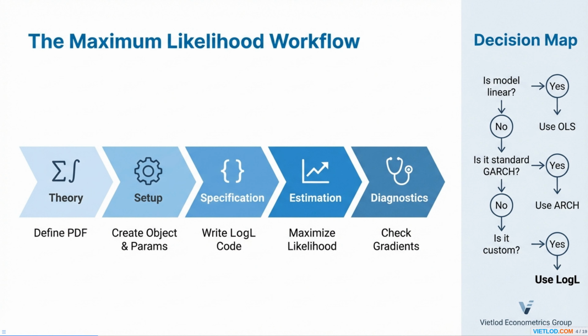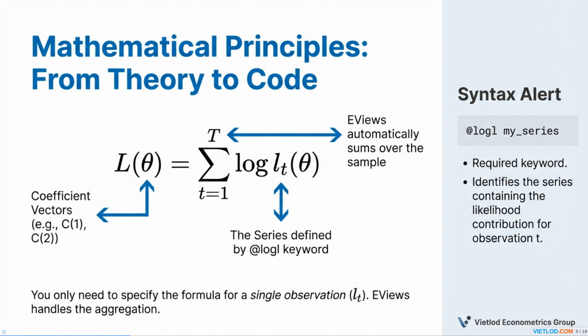The decision map on the right helps guide your choice. If your model is linear, use OLS. If it has standard volatility clustering, use ARCH. But if it's a custom specification, the path leads directly to using the LogL object.